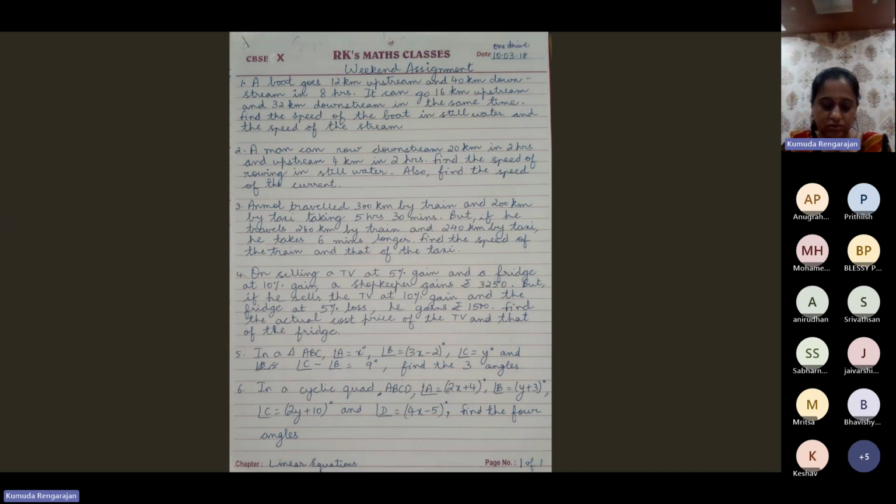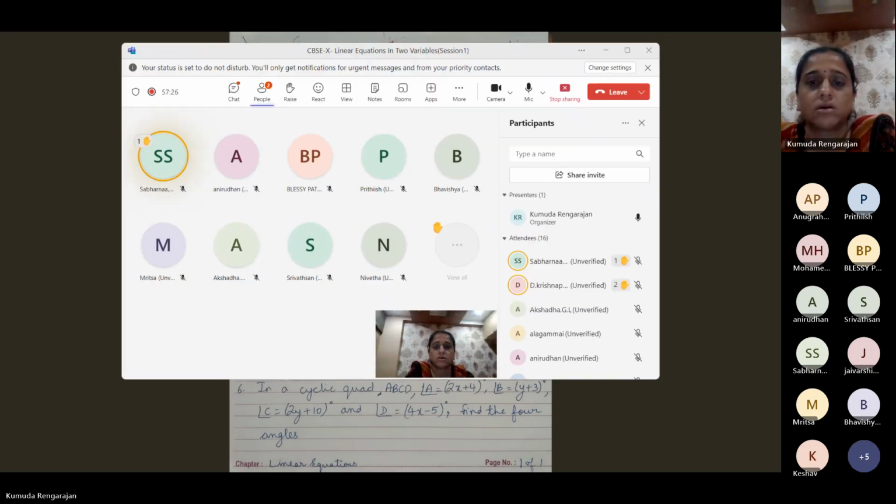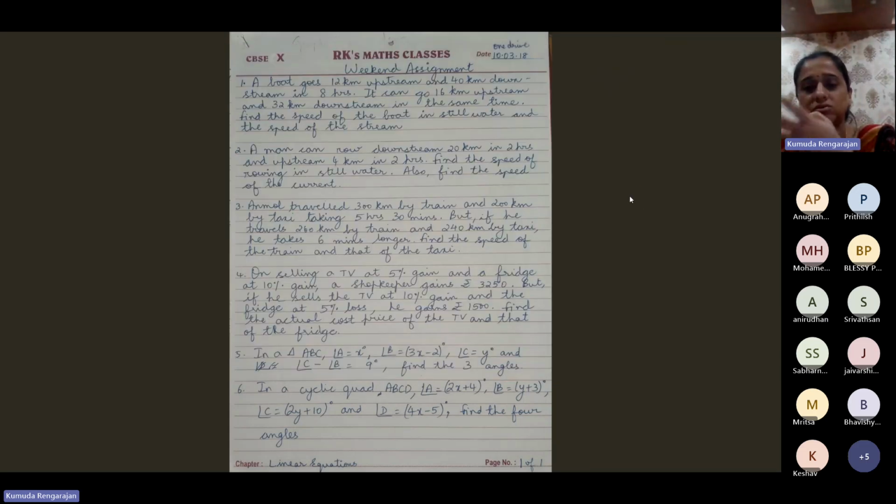See the first question. A boat goes 12 kilometers upstream and 40 kilometers downstream in 8 hours. These boat questions are done in your school. Let me know if something is deleted. Just let me know, children, because I told you there's no uniformity at all. Some schools do it while others do not. So just stop me if I'm doing something which is not a part of your syllabus.